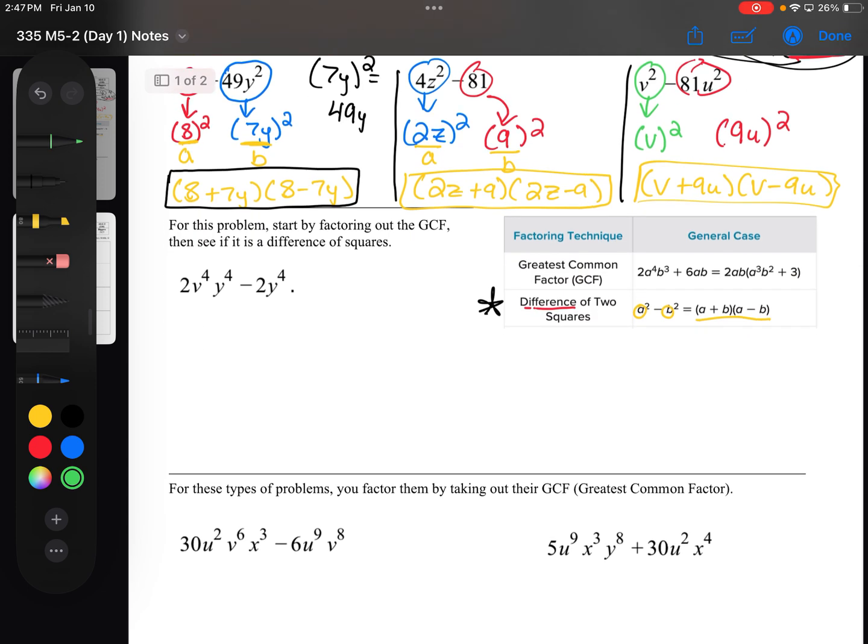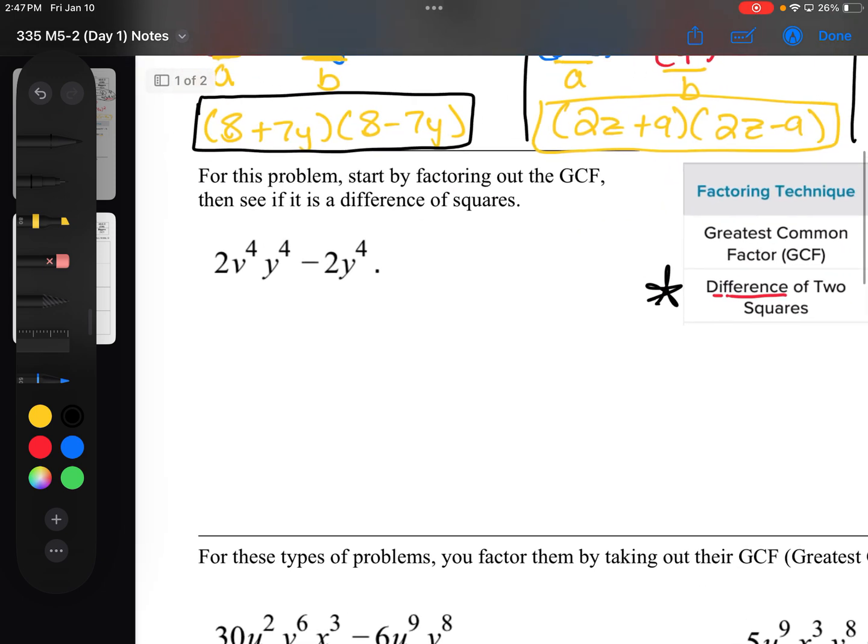Okay? For this type of problem that we have down below, you're just going to factor out the greatest common factor that you see. So I've got two different terms here. We're going to look at both of them.